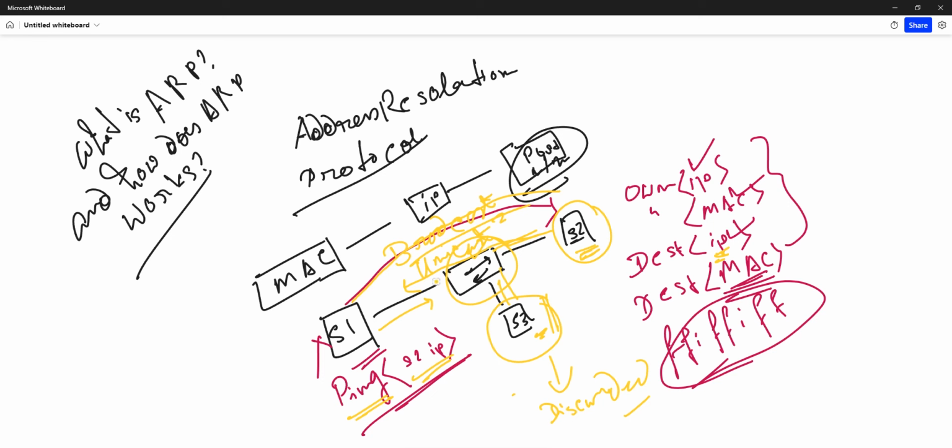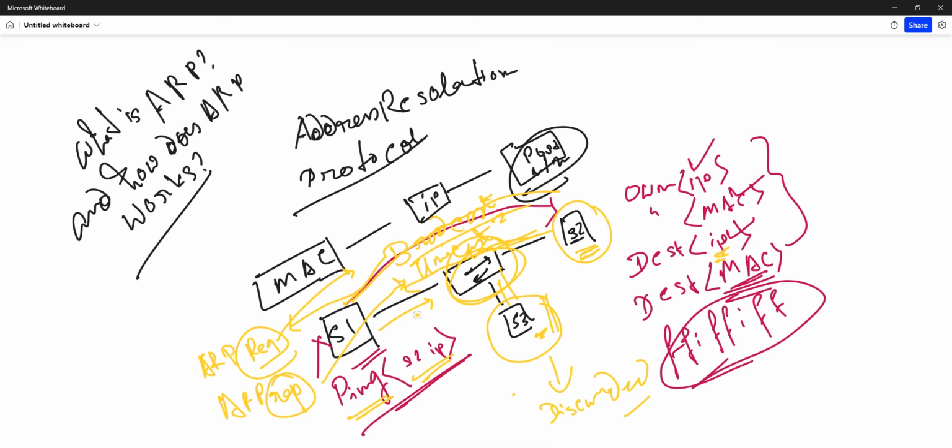But the first one, the red color, will happen as a broadcast. Broadcast means the switch shares this information to all the ports. So once the broadcast happens, that's called an ARP request. The request is always a broadcast, and the ARP reply is always a unicast.